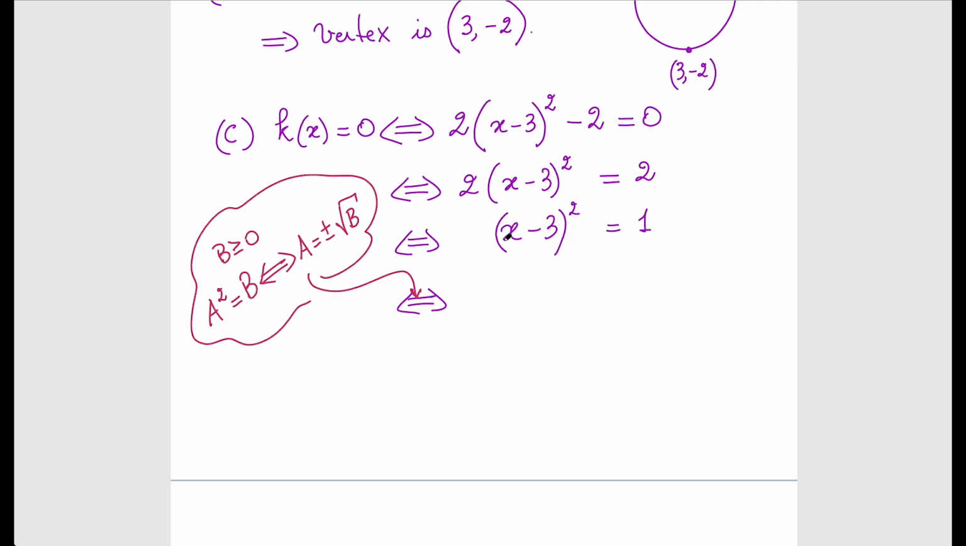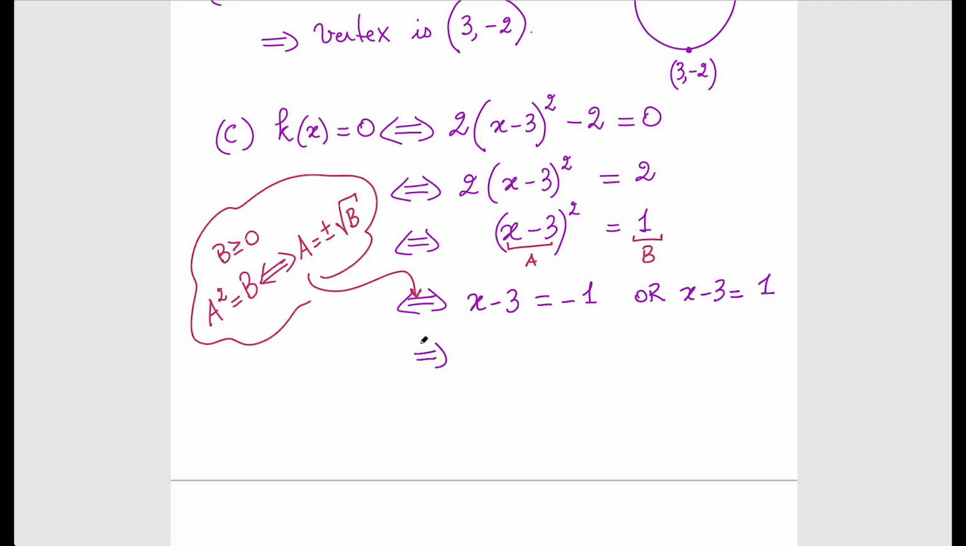Okay, so who's the b, who's the a? The a is the guy that's squared, so this guy is the a. And who's the b? It's the guy on the other side, that's the b. So according to this property, a, which is x minus 3, is going to be plus or minus the square root of b, and the square root of 1 is 1. So either x minus 3 is negative 1, or x minus 3 is plus 1.